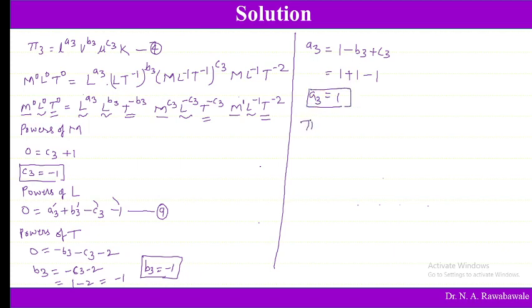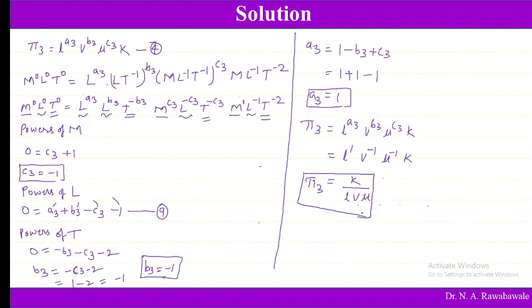So now we can write the pi 3 term. Pi 3 term is equal to l to the power of a3, v to the power of b3, mu to the power of c3, k. The a3 value is 1, b3 value is minus 1, c3 value is minus 1, and k. So we can write k divided by l v mu. This is the pi 3 term. So we know the pi 1 term, pi 2 term, and pi 3 term. We'll rewrite these terms on the next slide.